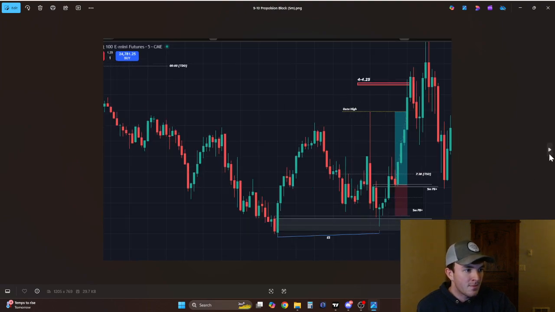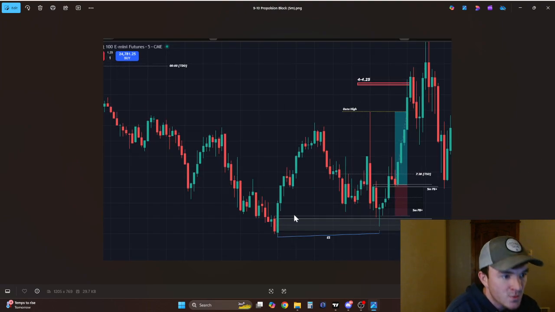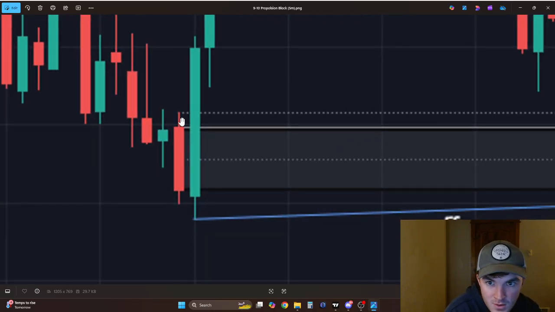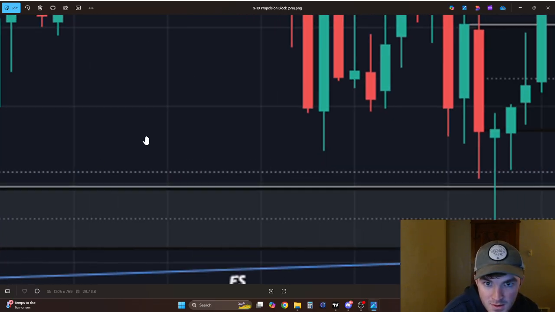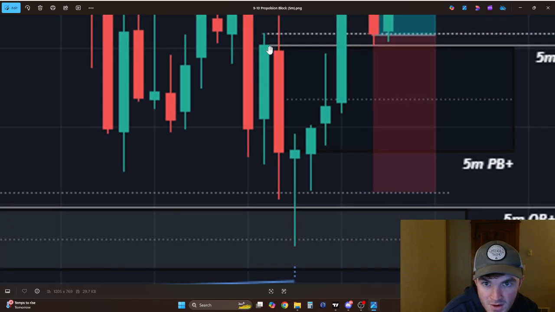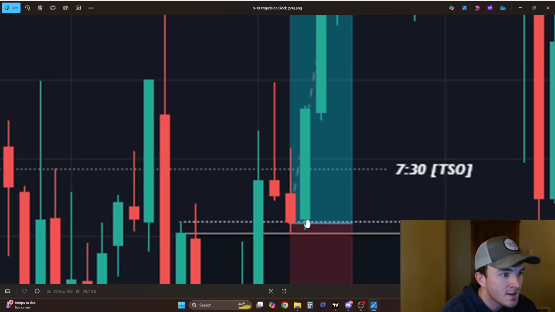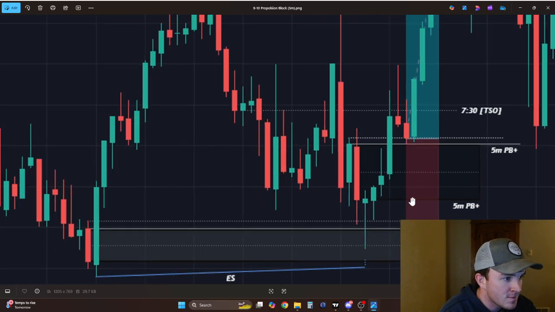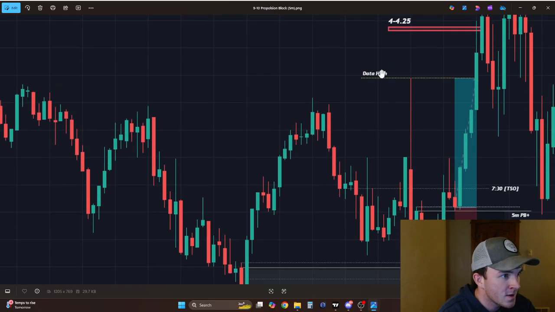Then we have, this is a propulsion block as well. Why is this a propulsion block? Because order block, down close candle, order block, delivering off of order block, that's a propulsion block. We retest the propulsion blocks. This is a propulsion block trade as well, up to the data high.